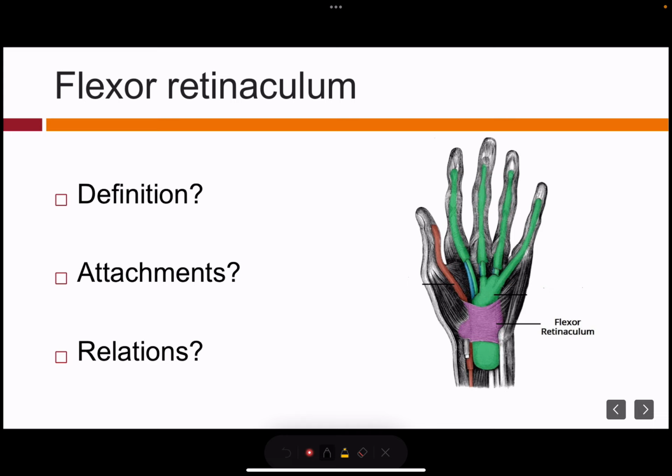Now, we will discuss the flexor retinaculum under these headings. So I will talk about its definition, its attachments, its relations. And also I will talk about applied anatomy of the flexor retinaculum. So in this picture, the flexor retinaculum is seen here. It is nothing but a thickening of the deep fascia in front of the wrist.